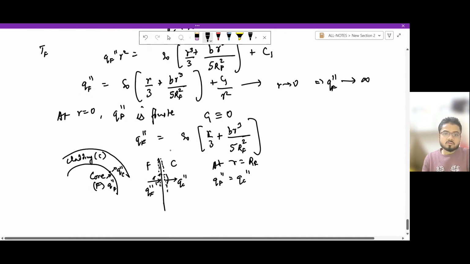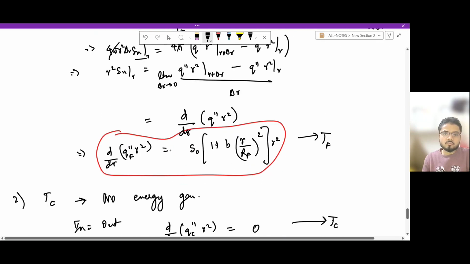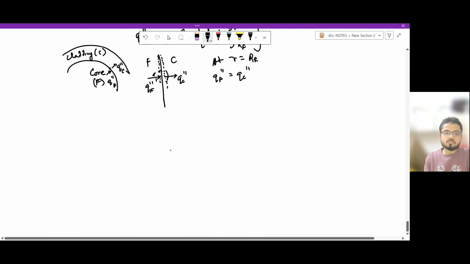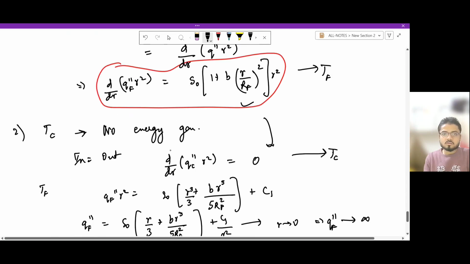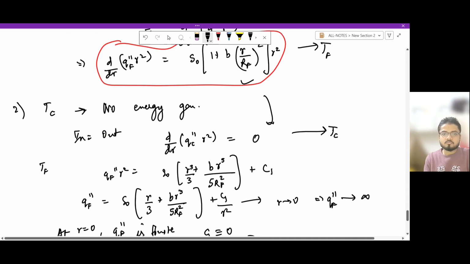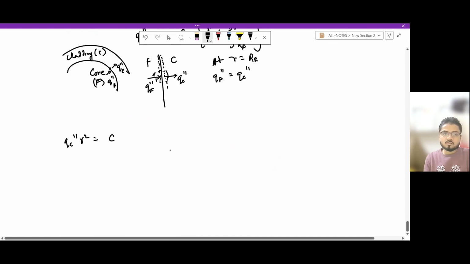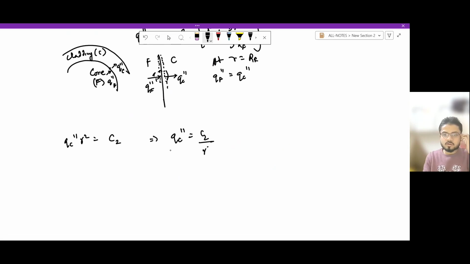Now, identically, we could also write this particular equation that is for TC. You could always write it as QC double prime R squared would be equal to, let's call that C2. So QC double prime is equal to C2 over R squared.